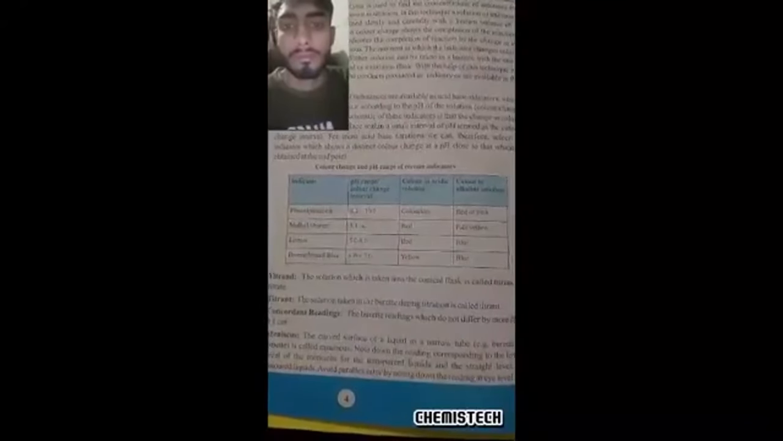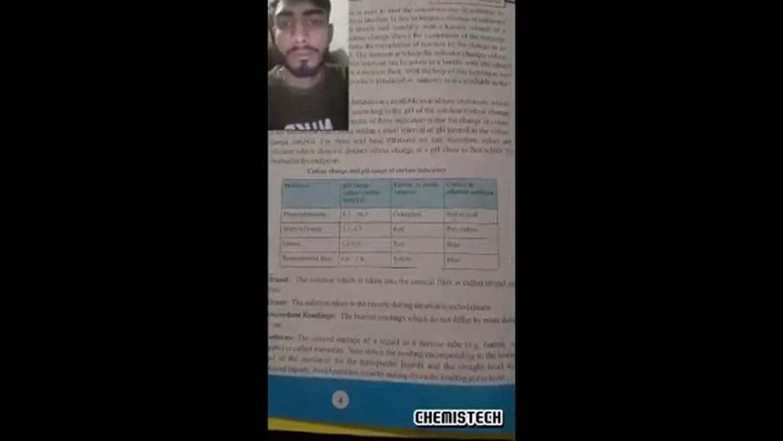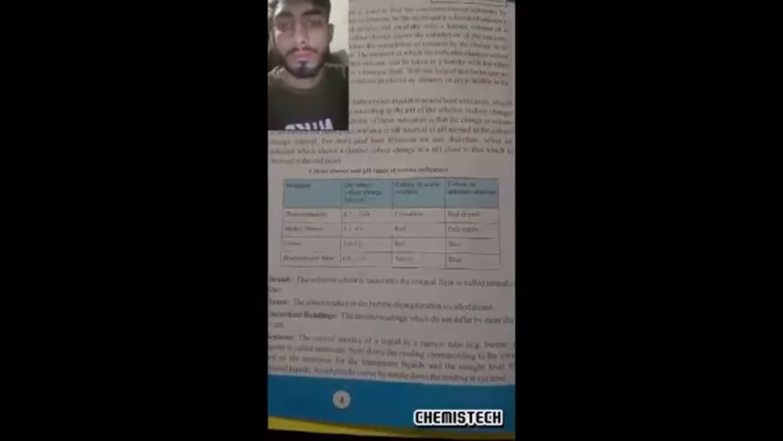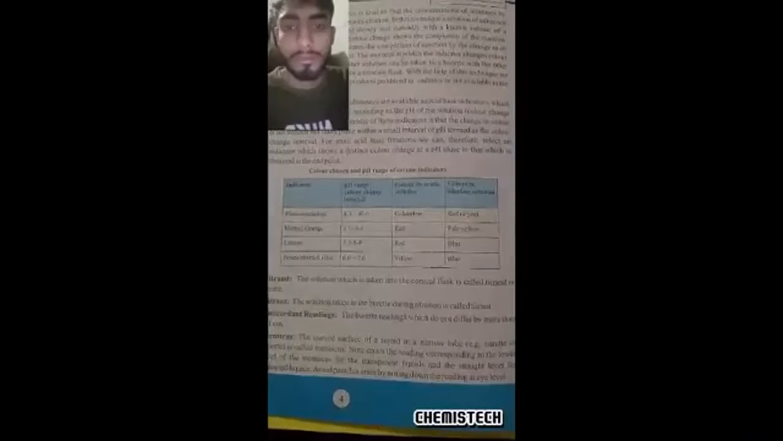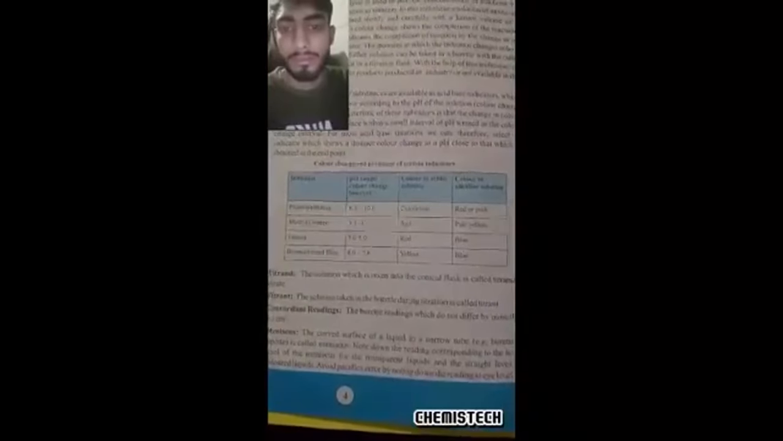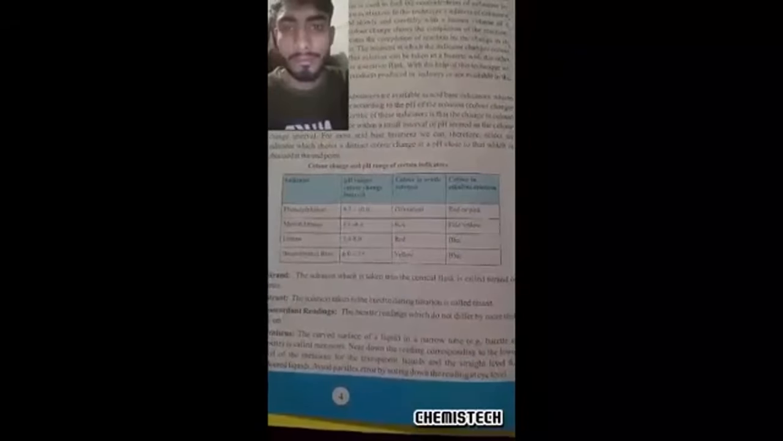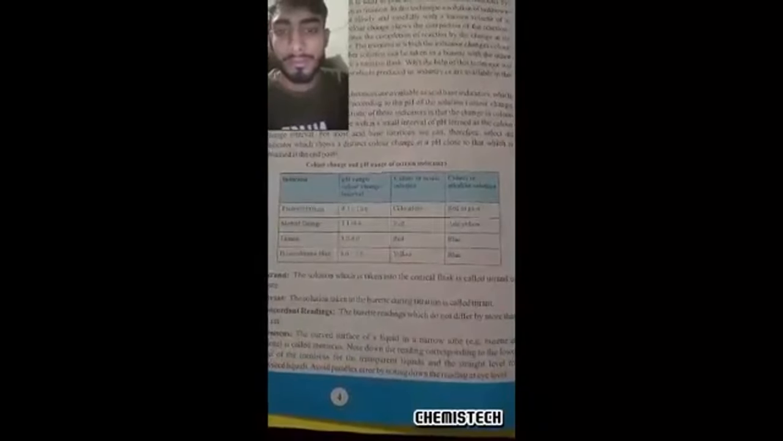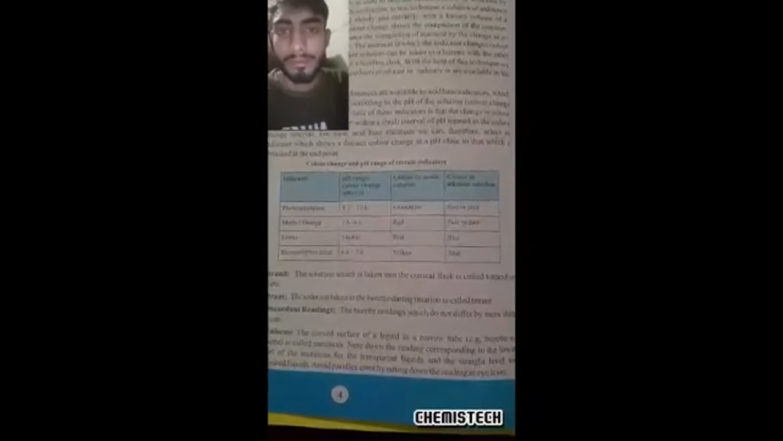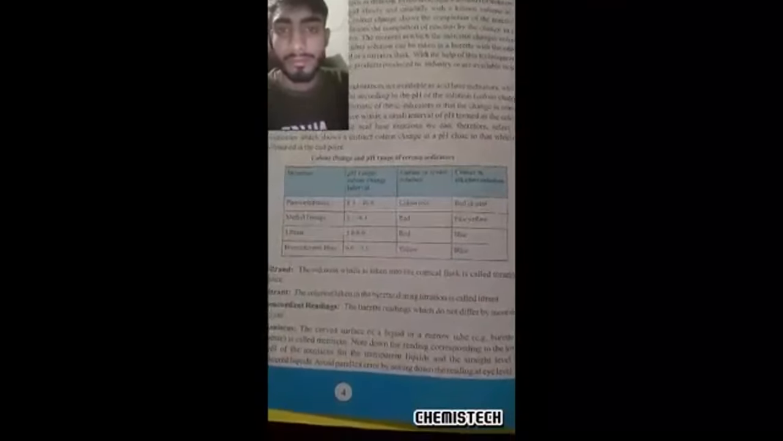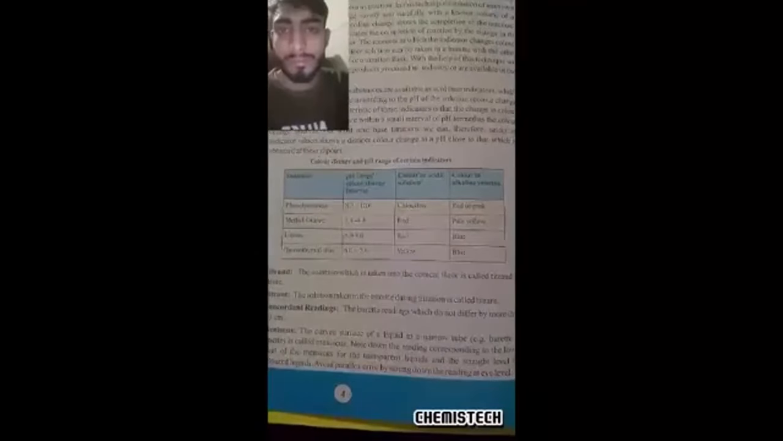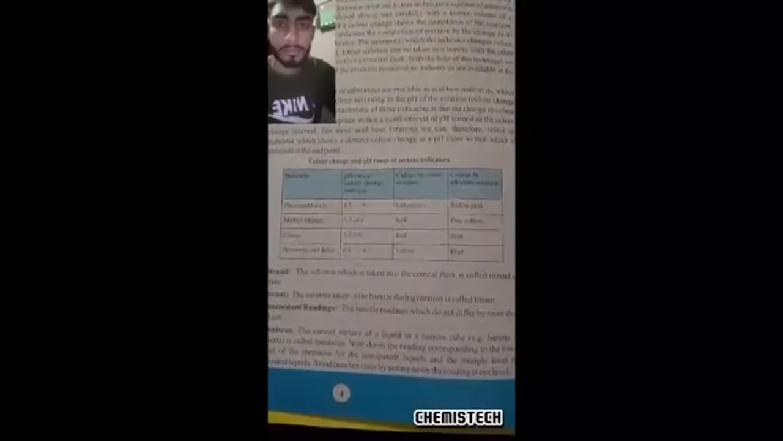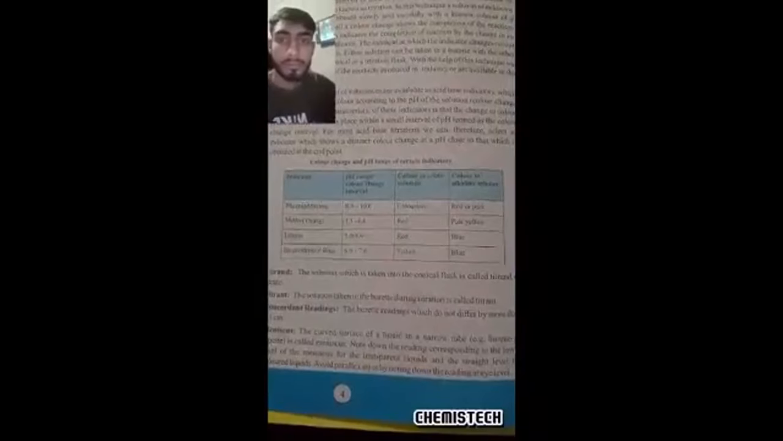Indicator methyl orange: 3.1 to 4.4. Color in acid solution: red. Color in alkaline solution: pale yellow. Indicator litmus: pH range color change interval 5.0 to 8.0. Color in acidic solution: red. Color in alkaline solution: blue. Indicator bromothymol blue: pH range color change interval 6 to 7.6. Color in acid solution: yellow. Color in alkaline solution: blue.